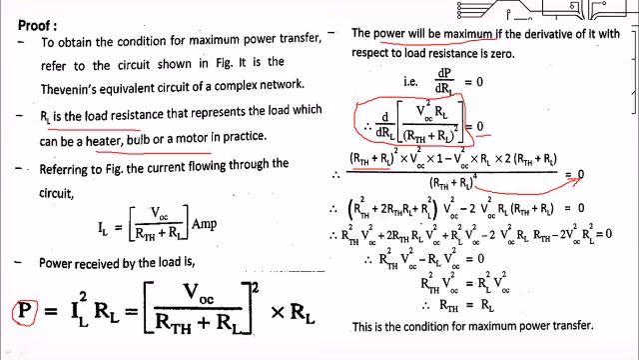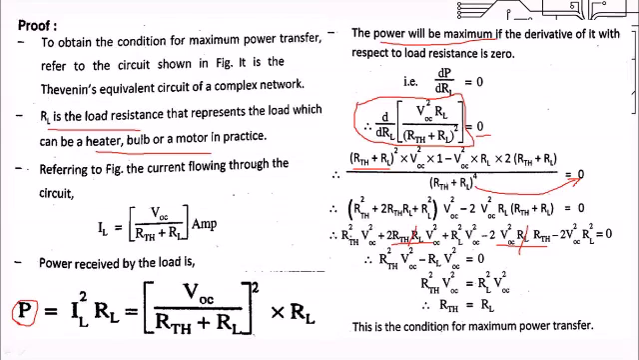Multiply this VOC square with this term and then rearrange the given terms. This multiplication gives RTH square VOC square plus 2 RTH RL VOC square plus RL square VOC square minus 2 VOC square RL RTH minus 2 VOC square RL square. Now see here, 2 RTH RL VOC square is one term, and the other is minus 2 VOC square RL RTH. These two terms will get cancelled.